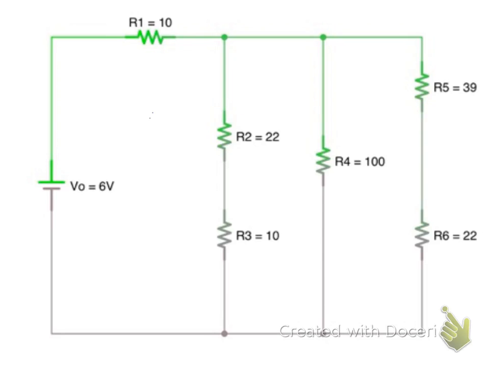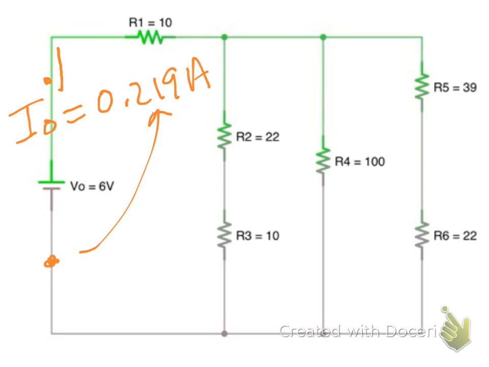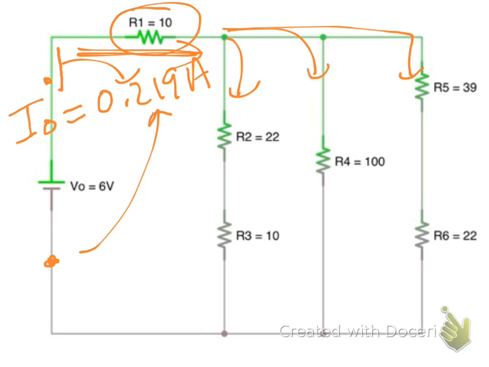So again, we found that I0 is going to be 0.219 amps. That means that as the current comes out, if I was going to measure it here, that would be my total current. That would also be the same number going through resistor number 1, because there's no other branch, there's no other route for it to go. So all of it has to go through that resistor. Then once it passes here, that 0.219 is going to break up into the 3 branches.